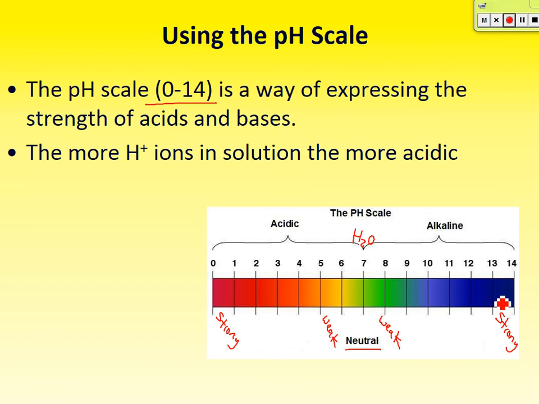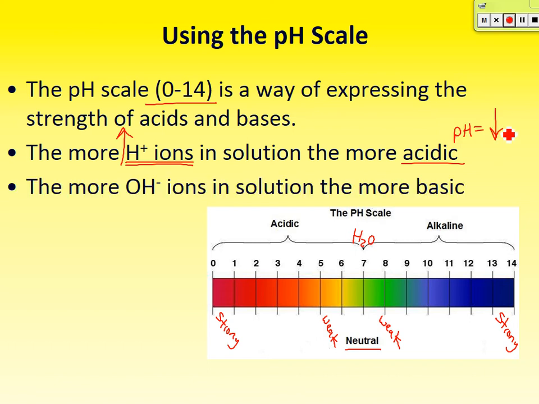Okay, we also introduced this last time. The more H plus ions you put in a solution, the more acidic it becomes. And here's how they love to ask this question because it tricks students. If I put in more H plus ions, what's going to happen to the pH? Goes down. It's going to go down. So if you put in more of these guys, the pH actually goes down. So just remember that.